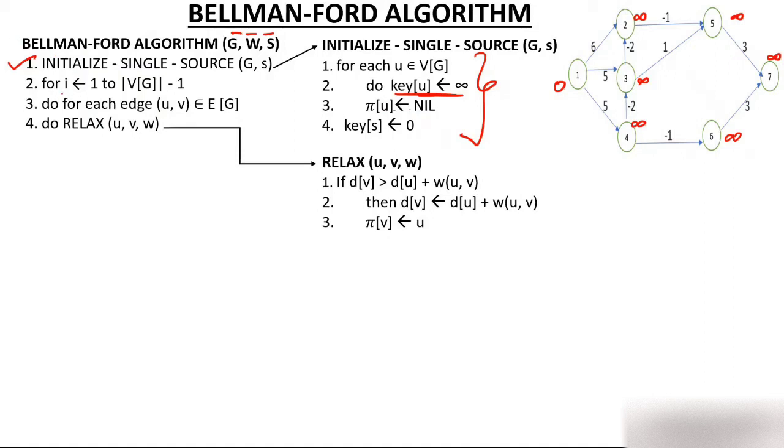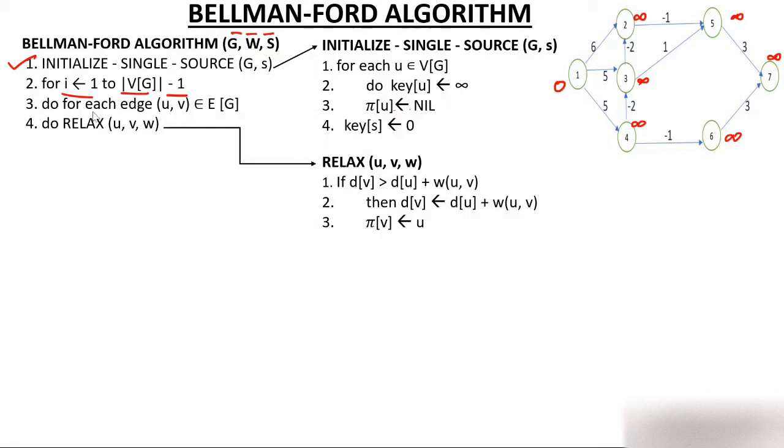Now, for i equal to 1 to V[G] minus 1. In Bellman-Ford, first find out how many nodes you have in the given graph. 7 nodes. So what you have to do is relax every edge, how many times? 7 minus 1, 6 times. That is, you have to relax every edge 6 times. The loop works from 1 to V[G] minus 1, that is, the number of vertices minus 1.